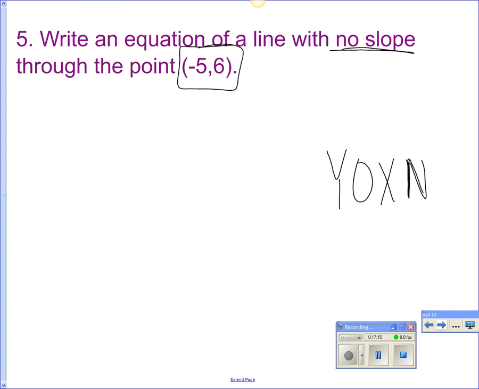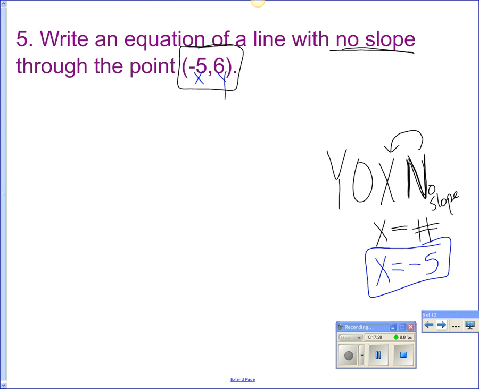So you zoom in right here. This is no slope, and it goes with what letter? X. So it's going to be x equals a number. You look up here and label these. Which one's the x? The -5. So it's x equals -5. That's your answer. Okay.